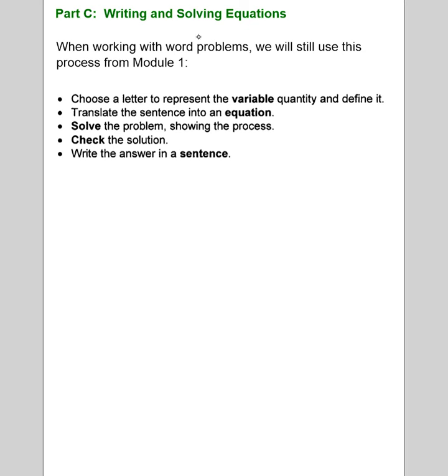So remember, when you're working word problems in Math 60, we want to use the process from Module 1, which says choose a letter to represent the variable quantity and define it. Then translate the sentence into an equation. Then solve the problem using the process, showing the process. That just means solve your equation, showing the steps to solve it. Then check the solution using the usual method of taking your answer and substituting it back into your equation to see if it really works. And then write the answer in a sentence.